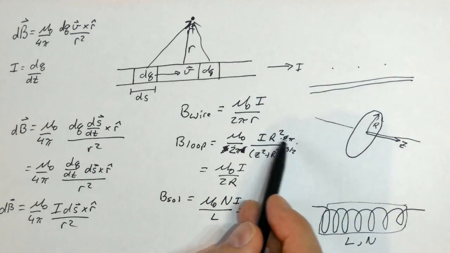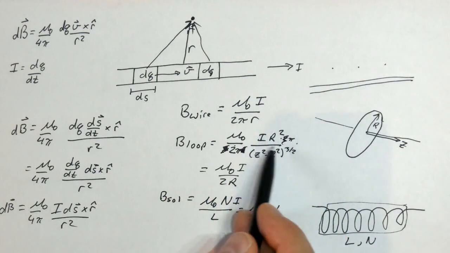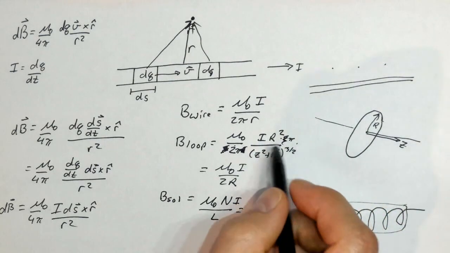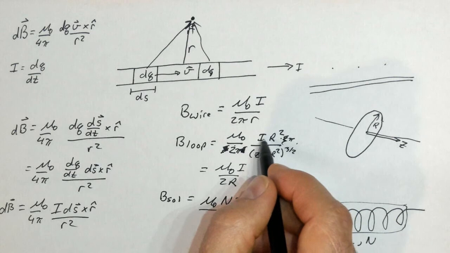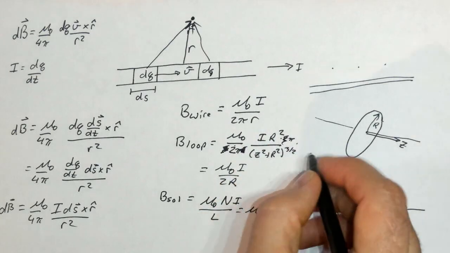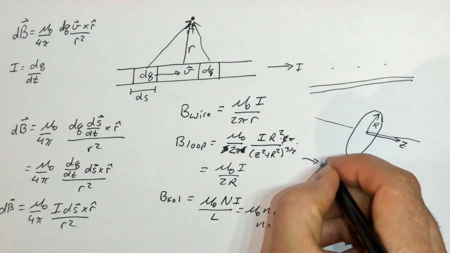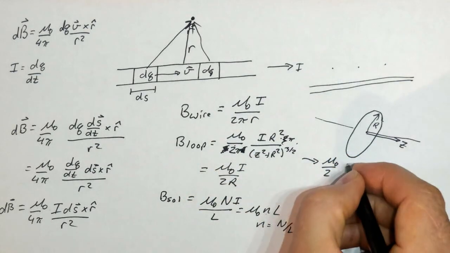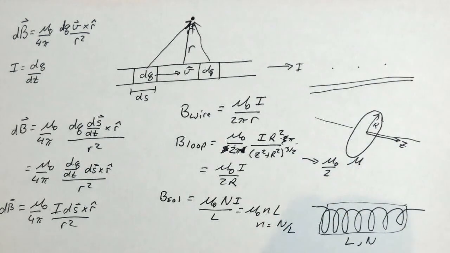The pi times r squared, well, that's just an area. That's just an area of this loop. And so I can say, oh, well, this is just I times an area. And then I can group all that together and call it something different. We'd have mu naught over 2. And this is just called the magnetic dipole moment, which would give the variable mu. No mu naught, just mu.